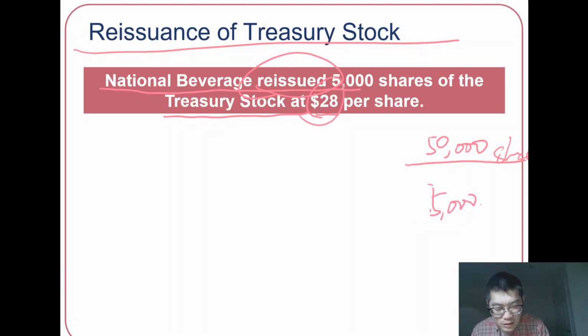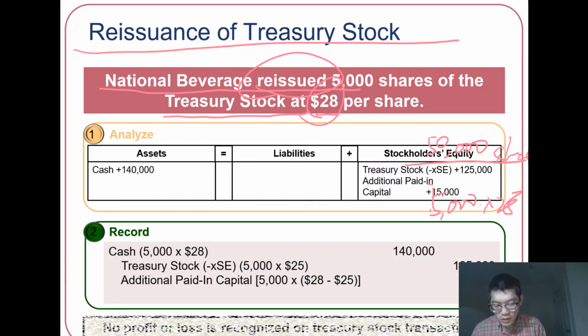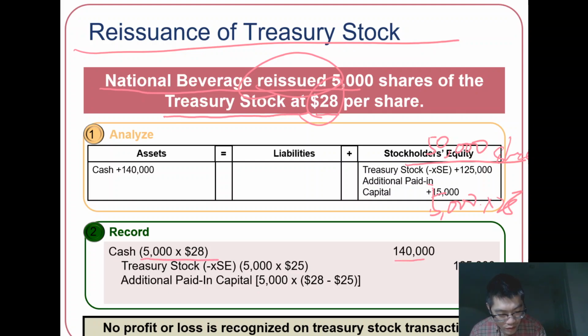And at what price? $28. Then how do we record this transaction, right? So somebody is willing to buy these 5,000 shares at $28 per share on the market. Then we'll receive the cash for that amount, which is $140,000.